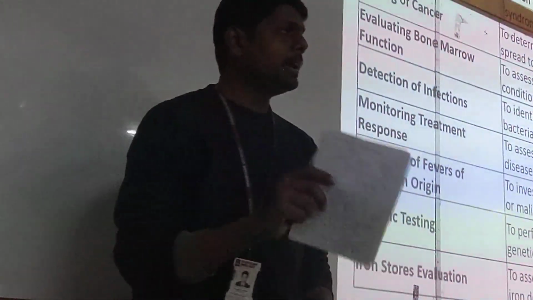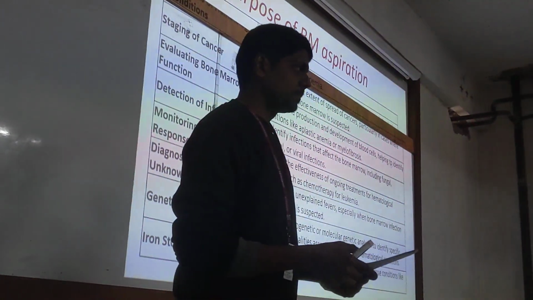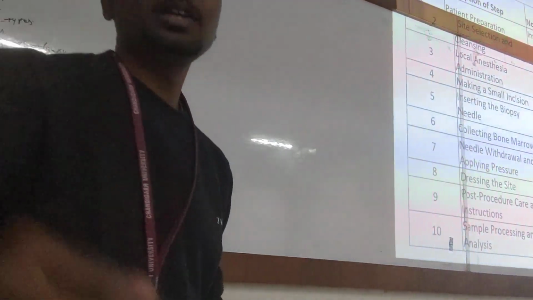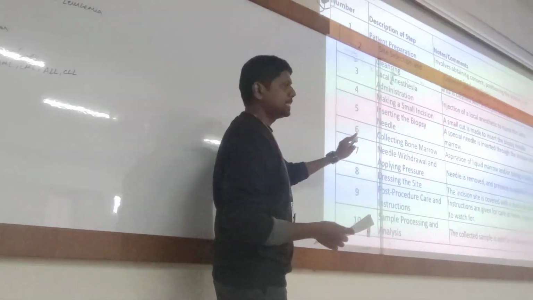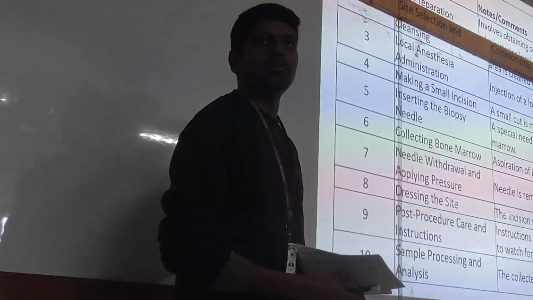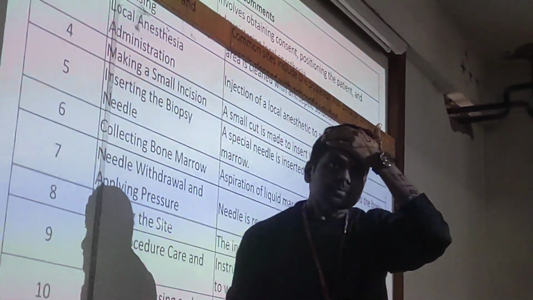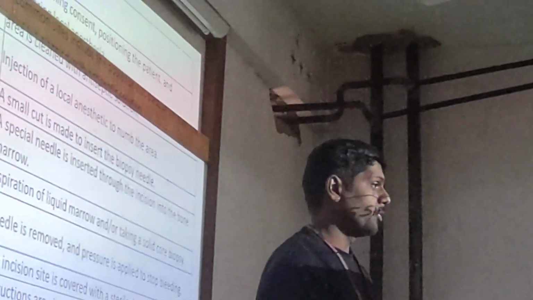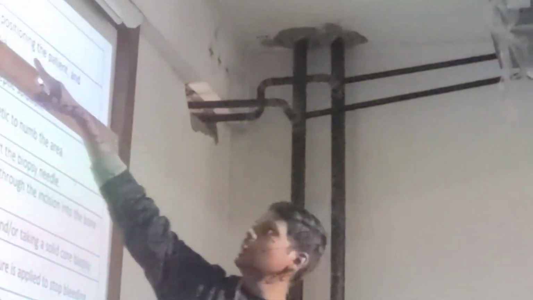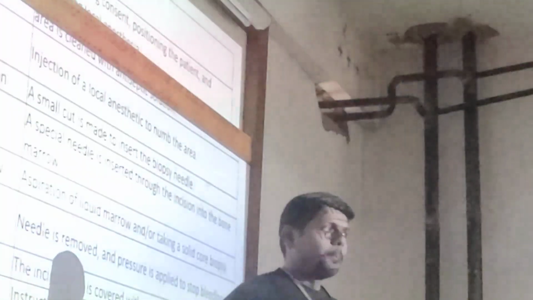Then the second important thing is how to collect a sample. That is the second topic, collection of bone marrow. So write down these steps. Only these 10 steps. Procedure of collection of bone marrow. The first and foremost thing is patient preparation. So directly write only these steps; the rest you can check in the notes afterwards. First one, patient preparation.